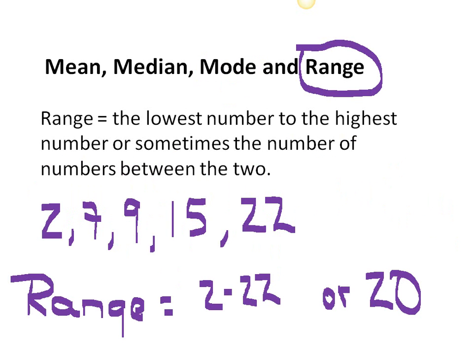And range. Here I have numbers, and it's best to go ahead and organize them from least to greatest or greatest to least, mainly least to greatest. And so I have 2, 7, 9, 15, and 22. The range is 2 to 22, or a total number of 20 numbers in the range. Sometimes people use this as the range, and sometimes people use this as the range.